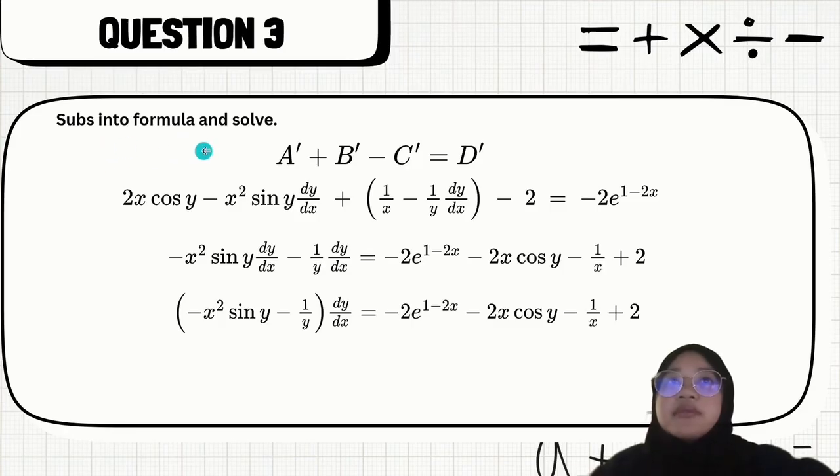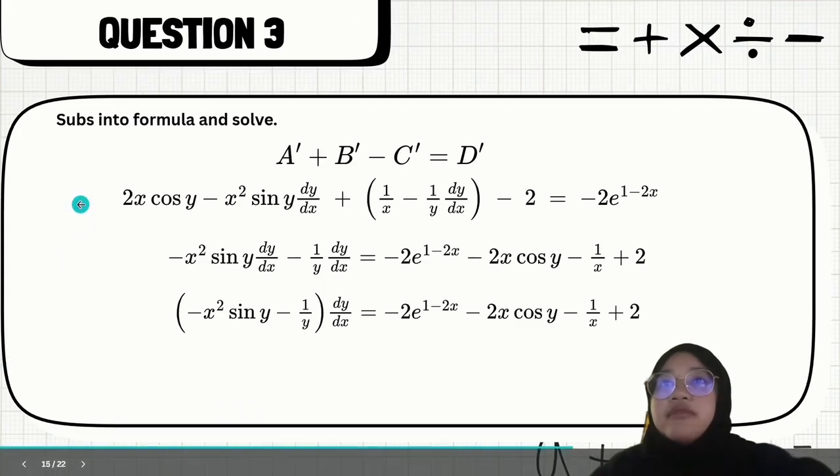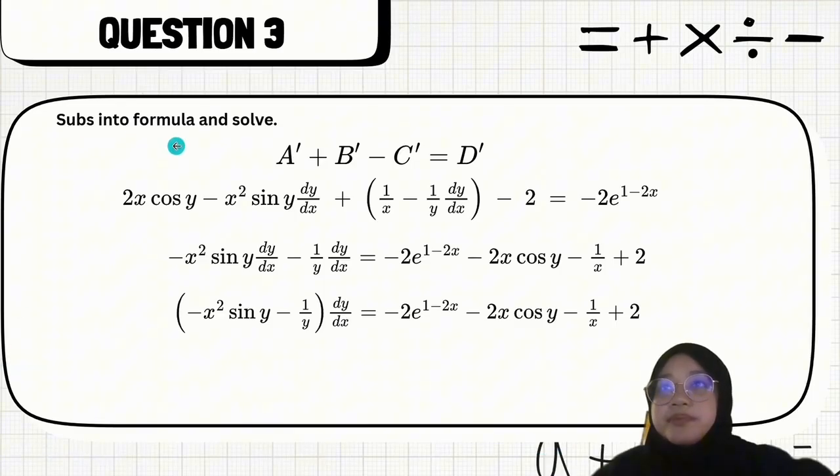Next, we need to substitute into the formula and solve. The formula is a prime plus b prime minus c prime equal to d prime. We get 2x cos y minus x squared sin y dy/dx plus 1 over x minus 1 over y dy/dx minus 2 equal to negative 2 e to the power of 1 minus 2x.